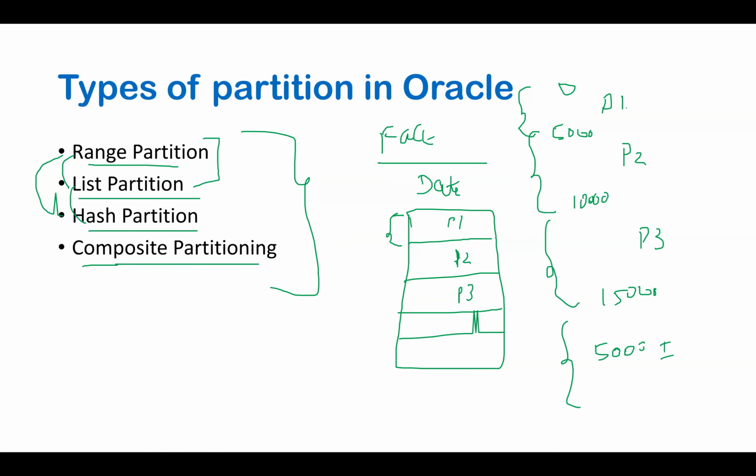Up to P1, P2, P3, we have given the names, right? After that, the system itself will assign some name, sys underscore something. I'm just calling it P4. So with interval 5,000, the system will assign the ranges. So this is what we have for the types of partitions.